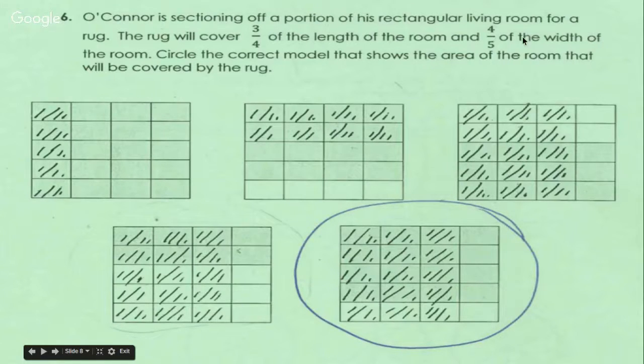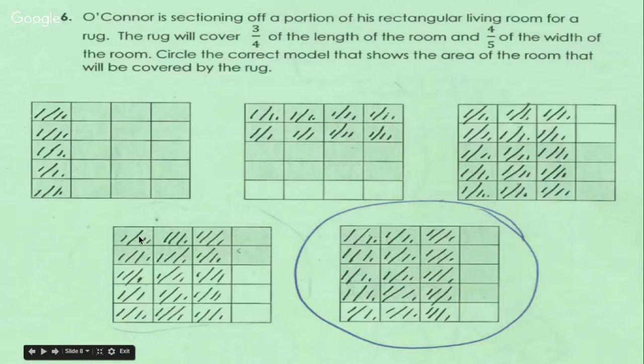Now we need to look at how 4/5 is being modeled. And 4/5 has to go the opposite direction. So since 3/4 went up and down, 4/5 has to go side to side. And we have 1, 2, 3, 4, 5. In our third option here, only 1, 2, 3 of the rows are completely shaded in across. So this would be modeling 3/4 times 3/5. But we're looking for 4/5, so now we've eliminated choice number 3.